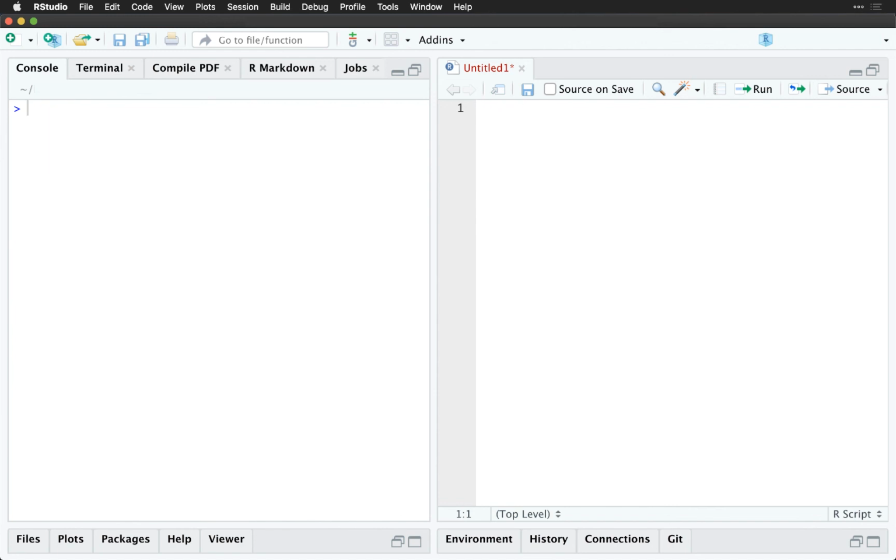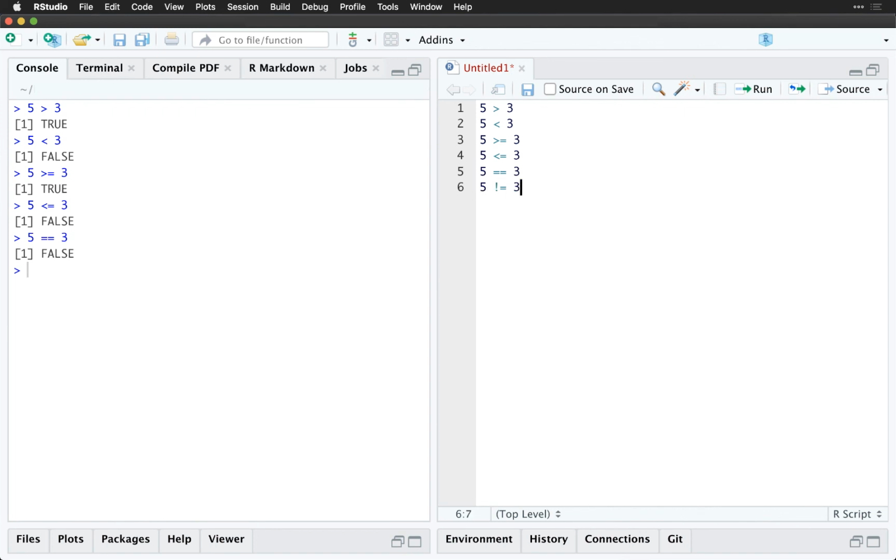R also has a number of comparison operators. So for example, if I type in 5 is greater than 3 and I evaluate that, that evaluates to TRUE. Whereas if I had typed in 5 is less than 3, of course, I get FALSE. If I wanted to check if 5 is greater than or equal to 3, I just put those symbols right next to one another. And similarly for 5 is less than or equal to 3. If I want to check if 5 is equal to 3, I can do it like this with 2 equal signs. And if I want to check if it's not equal, 5 is not equal to 3, with the bang operator or the exclamation point.